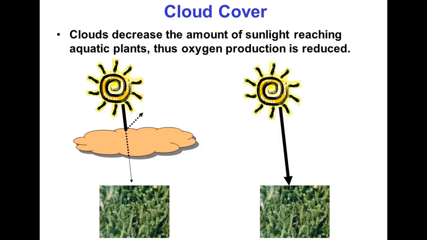And finally, cloud cover also reduces the amount of sunlight that reaches the plants, same as muddy water would. This reduces photosynthetic levels and in turn reduces oxygen levels in the water as well. So get that down in your notes.